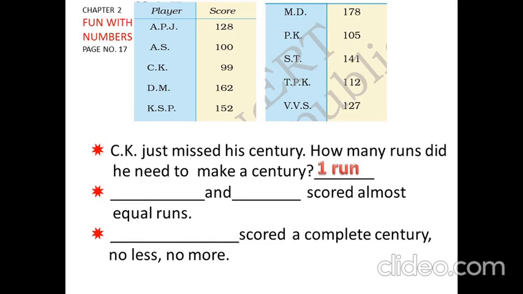Dash and Dash scored almost equal runs. Now look at the scorecard again. AS scored 100 runs. CK scored 99 runs. So there is only 1 run difference between AS and CK. So we can say that they have scored almost equal runs.